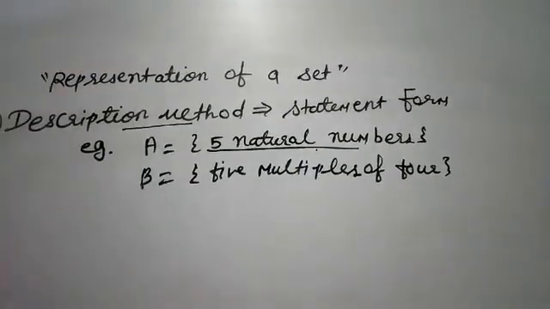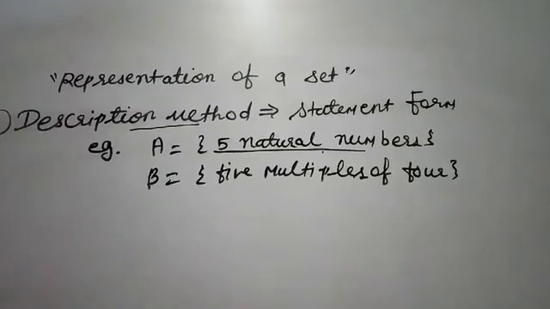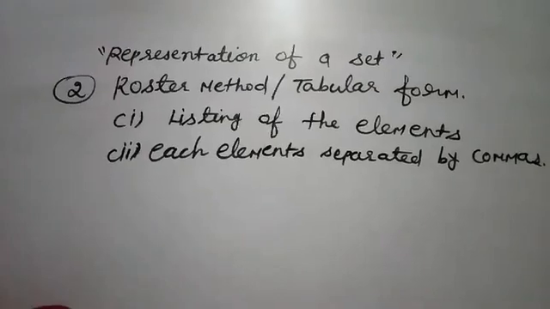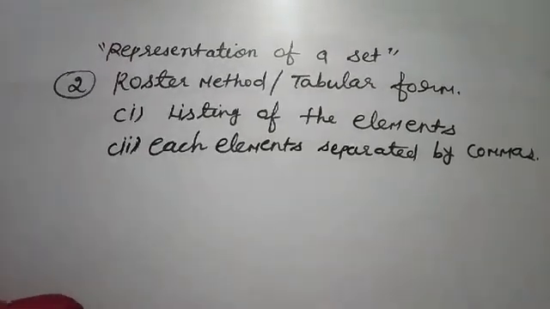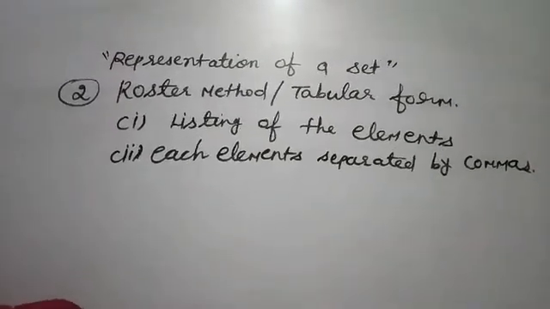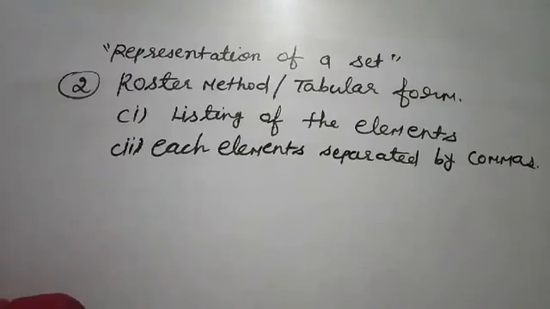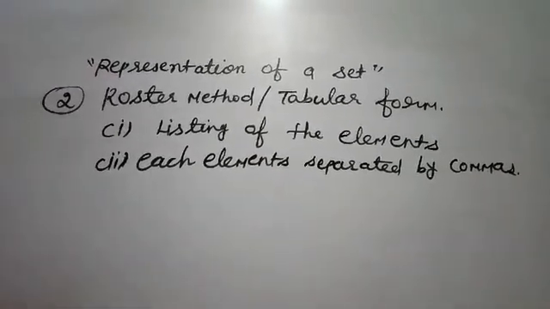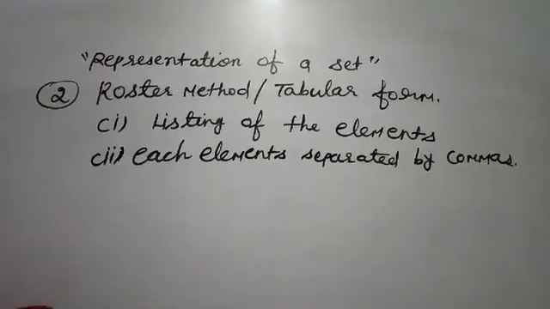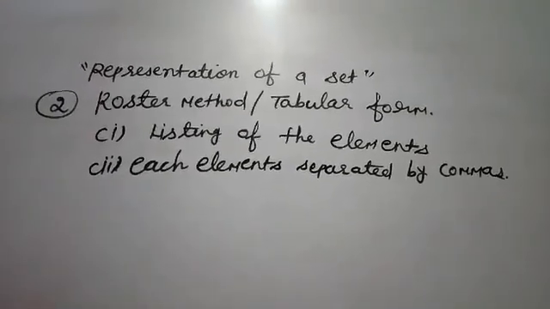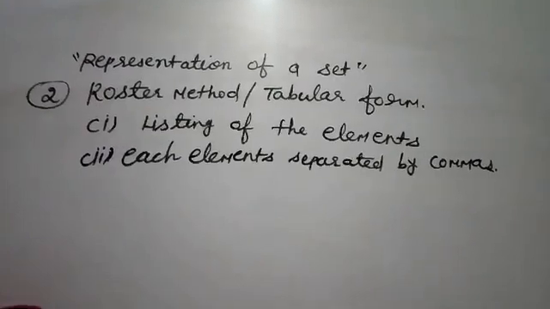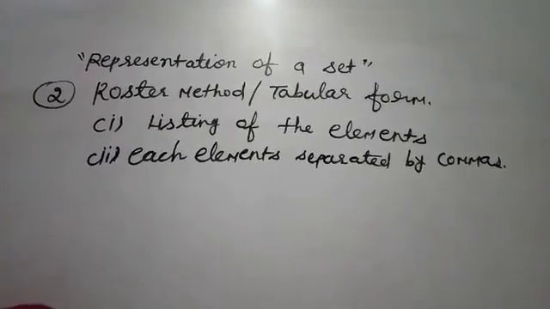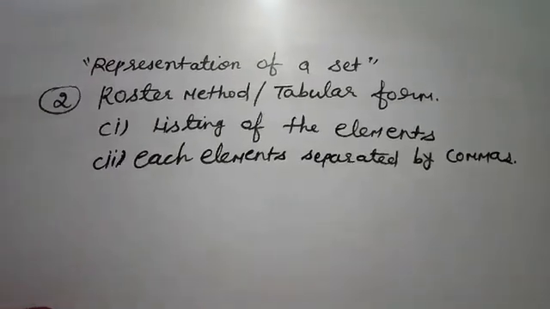Now come to the second point, that is the roster method. In roster form there are two things: first, listing of the elements, and second, each element is separated by a comma. When we represent any set in roster form, which is also known as tabular form, let's take some examples.